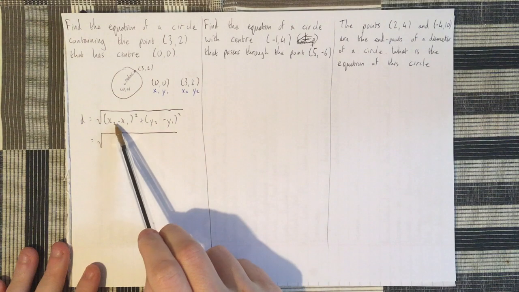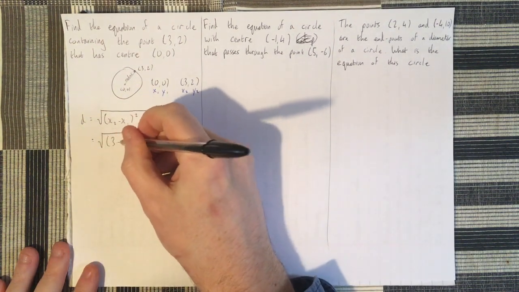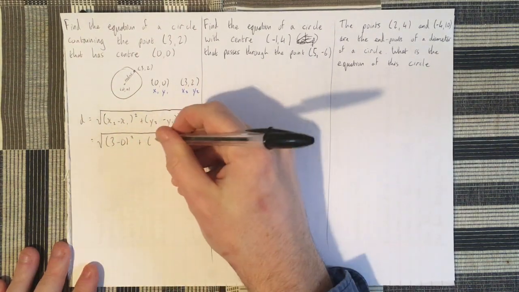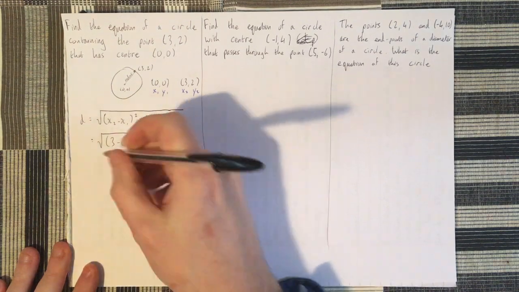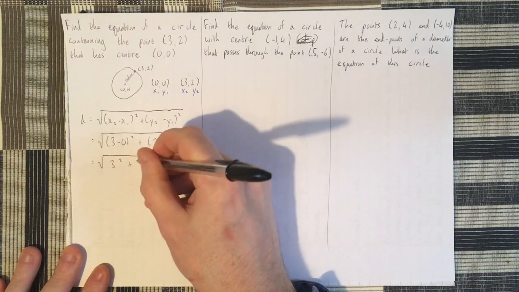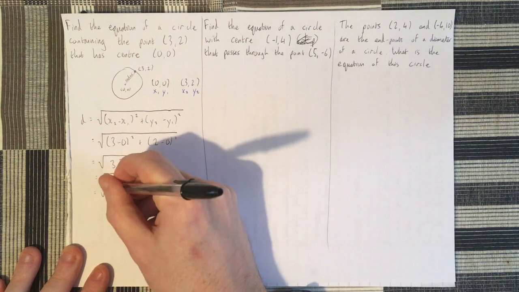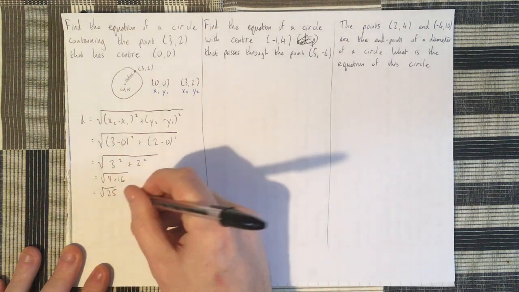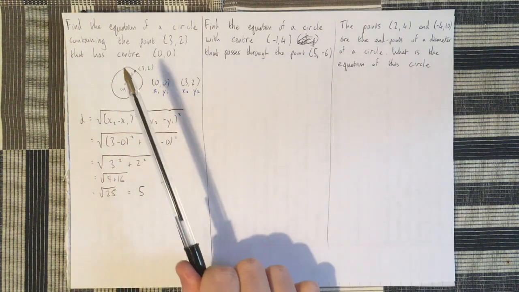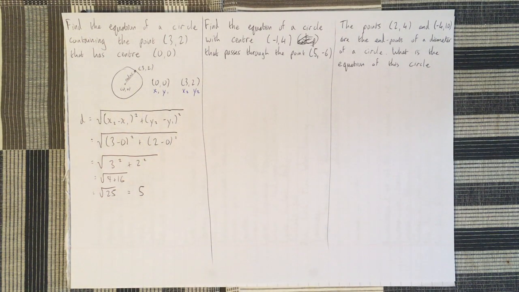So it is x2 minus x1, so 3 minus 0 squared plus y2 minus y1, so 2 minus 0 squared. So that's equal to the square root of 3 squared plus 2 squared, so that's the square root of 9 plus 16, square root of 25, so that's equal to 5. Okay, so the distance from 0, 0 to 3, 2 is 5. So the length of my radius there is 5.